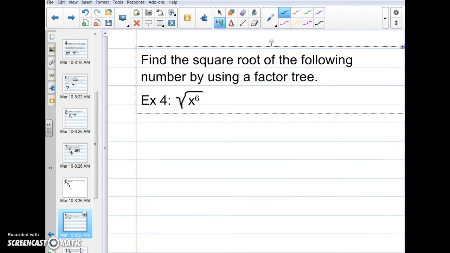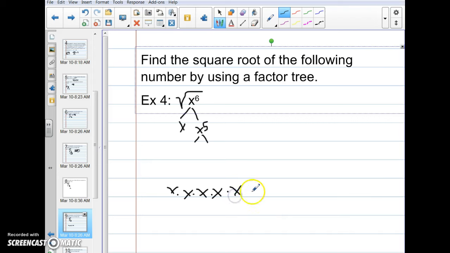Alright, now what happens if we have a variable? Do the rules still apply? Well, I have a power of 6, an even power. Next example, I'm not going to have an even power. If I break this down into a factor tree, technically I have this going on, and then I can break that down further. Eventually, I'm going to have x times x times x, basically 6 times if I keep breaking this down.